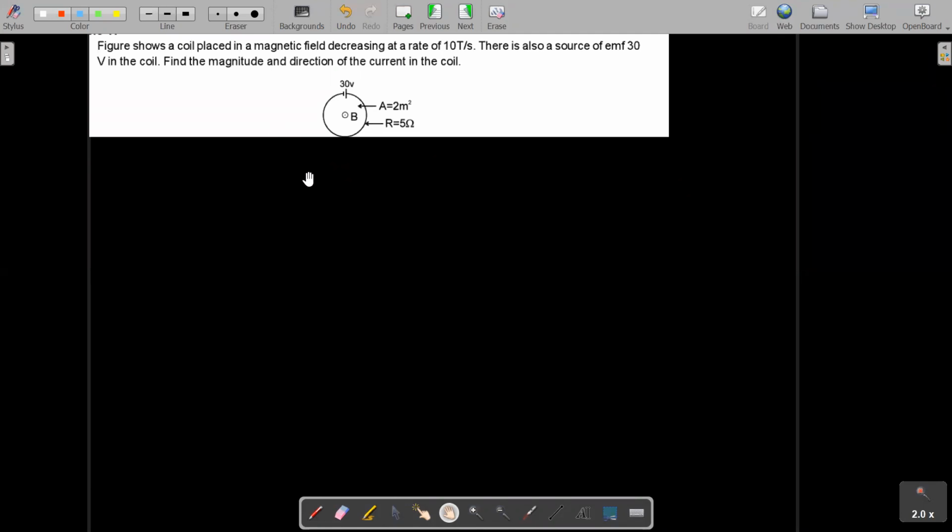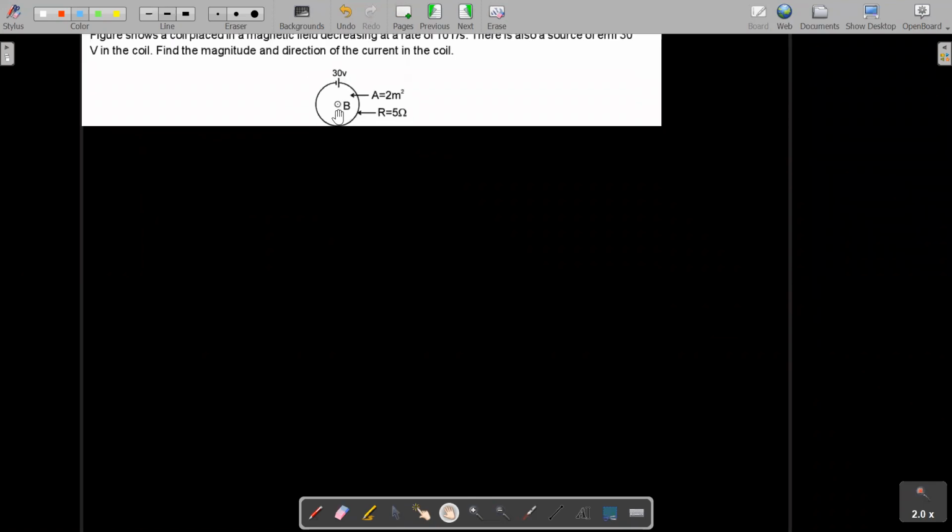Okay. So what is it saying, students? This figure is showing you a coil. It is placed in a magnetic field, and it has also shown you the direction of the magnetic field, right? So you see the direction of magnetic field in this loop. So I'll write it here that the magnetic field is outside the plane of paper.